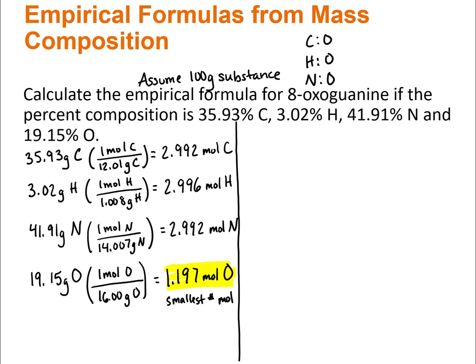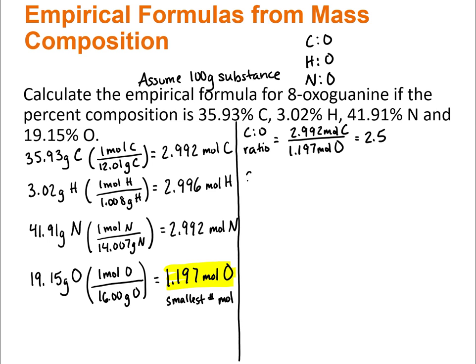Now, the number of moles of carbon, hydrogen, and nitrogen are all pretty much the same. So we should get the same ratio. But I want to write it all out just in case you didn't, because that is also a possibility. The smallest is the number of moles of oxygen that goes in the bottom. Since we're doing carbon to oxygen, we put the moles of carbon in the top. When you do that math, you should get 2.5.